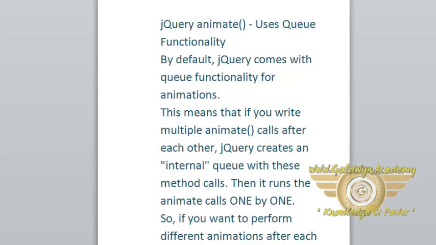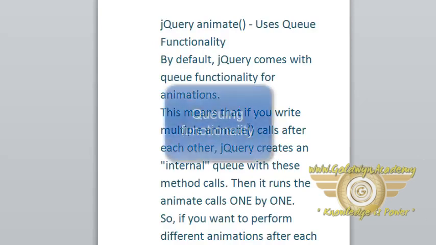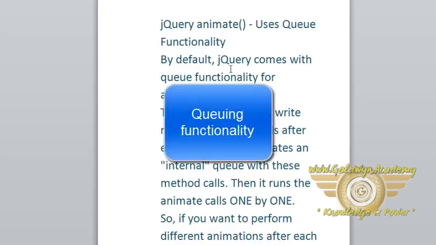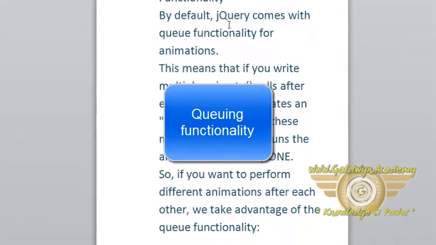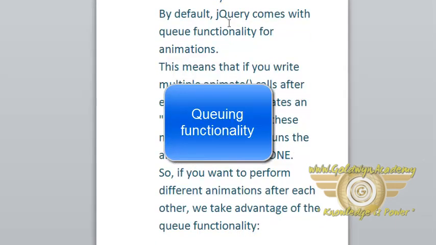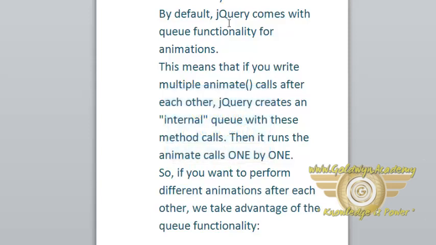jQuery animate method provides queuing facility. By default, jQuery comes with the queue facility for animation. This means that if you write multiple animate calls after each other, jQuery creates an internal queue with this method calls. Then it runs the animate calls one by one. So, if you want to perform different animations after each other, we can take advantage of queuing facility of animate method. Let's see the example.